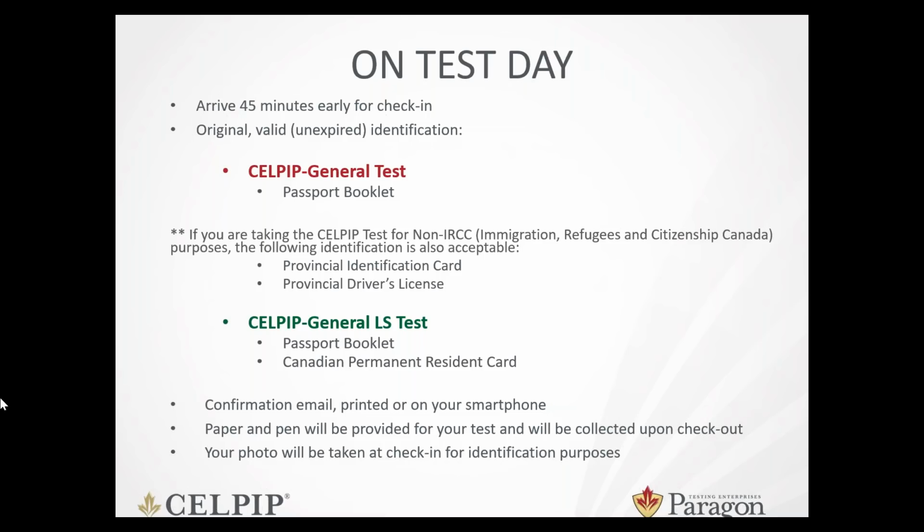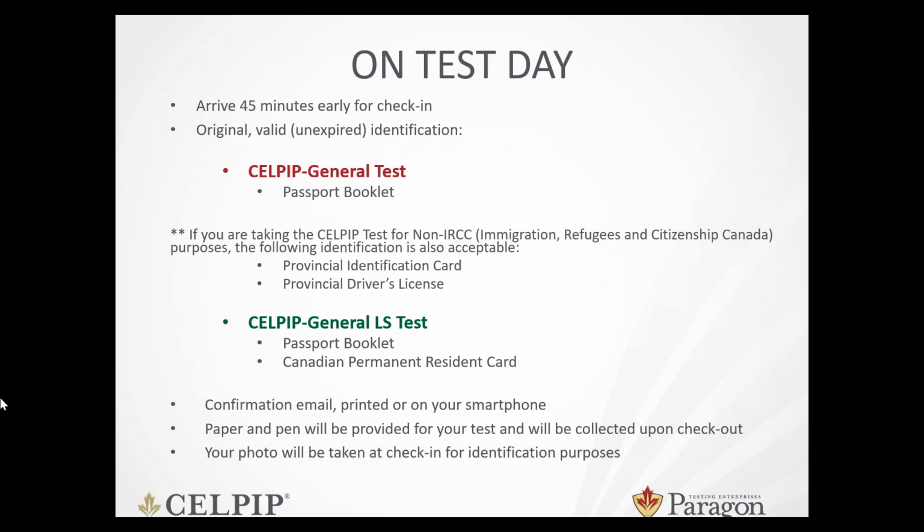And then you need to make sure you present the original and valid unexpired identification that you used to register for the test. So if you're taking the CELPIP general test, you need to present your original and valid passport booklet. The only exceptions are if you're bringing a refugee protection claimant document or a travel document, and those need to be pre-approved by our head office. So once you're trying to register, you'll see that you'll need to contact us if you're using a refugee protection claimant or a travel document.